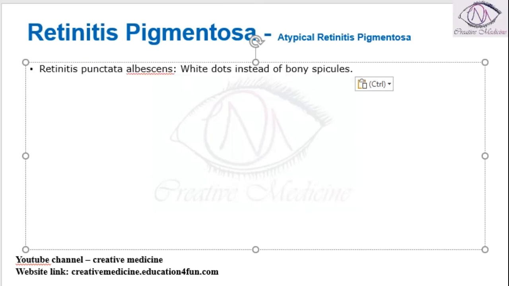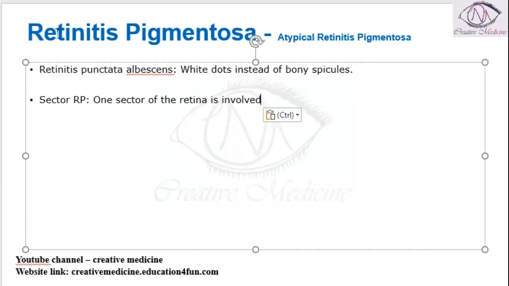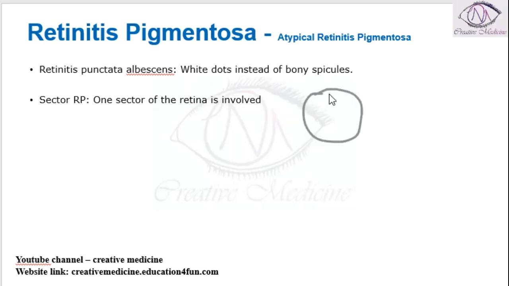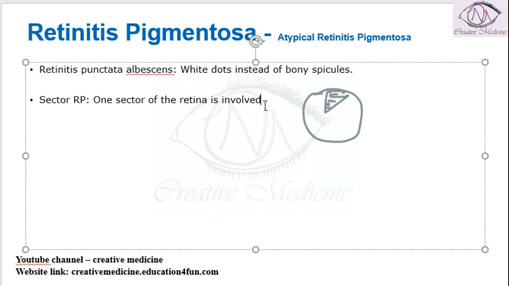In retinitis punctata albicans, instead of the bony spicules, we see the presence of white dots. Then we have sectoral retinitis pigmentosa. In sectoral retinitis pigmentosa, only a sector of the retina is involved.